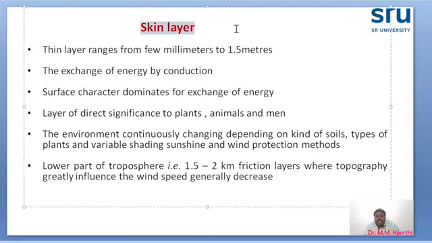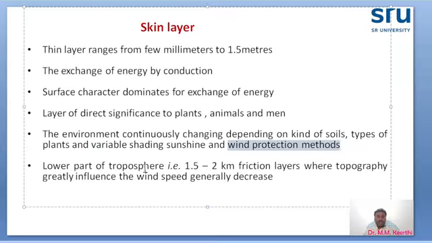Okay. The next layer is called the skin layer. In the troposphere region only, the skin layer is there. A few millimeters up to 1.5 meter is called the skin layer. Here the exchange of energy takes place by the process of conduction. Surface characteristics dominate the exchange of energy. This layer has direct significance to plants, animals, and human beings. The environment continuously changes depending on the type of soil, types of plants, variable shading, sun side, and wind protection methods.